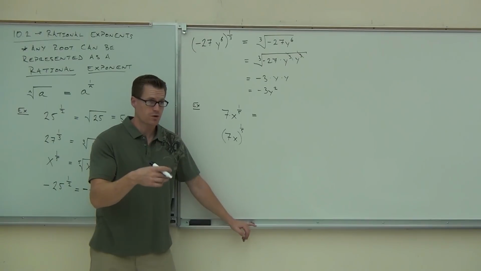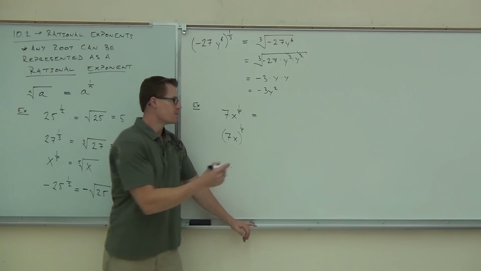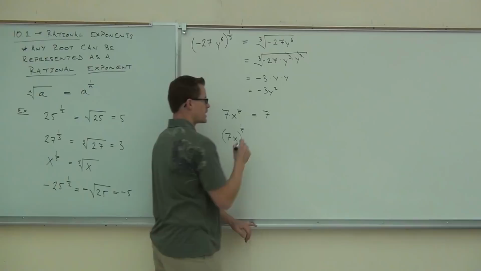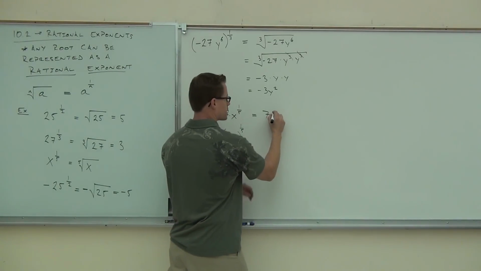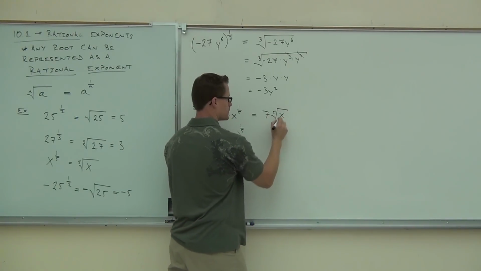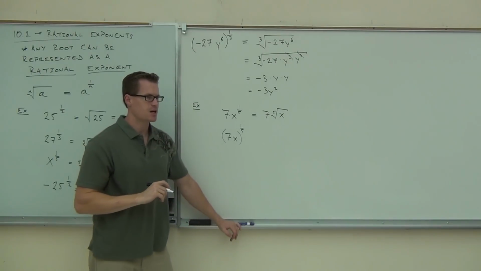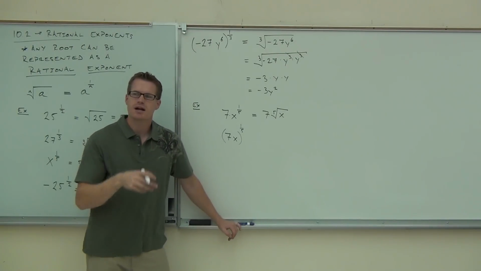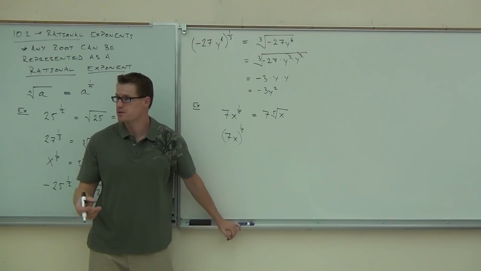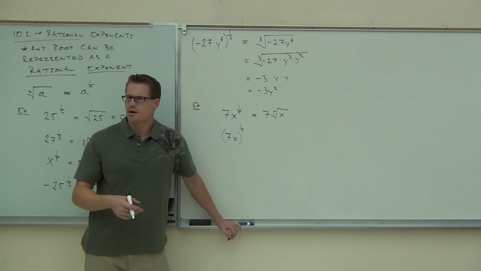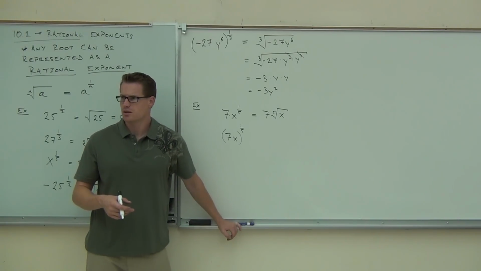Use your order of operations and think about this. This says I'm doing 7 times the 5th root of x. That's 7 times the 5th root of x. The 7's not inside the radical because it's not in the parentheses. Folks, are you okay on that one? Are you sure? Yep. Okay.